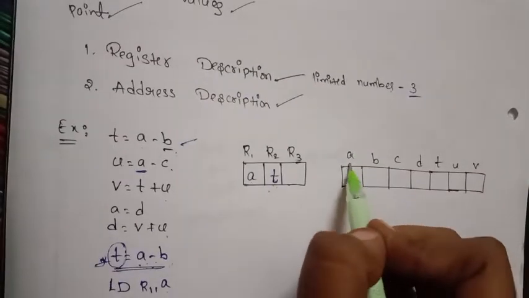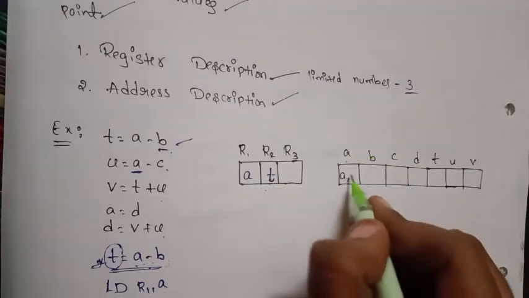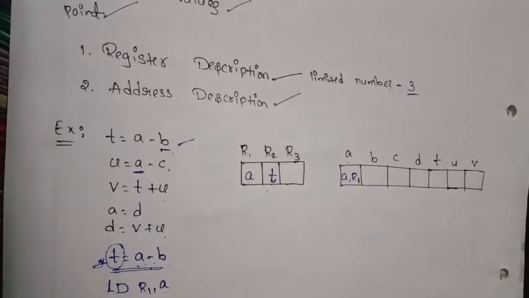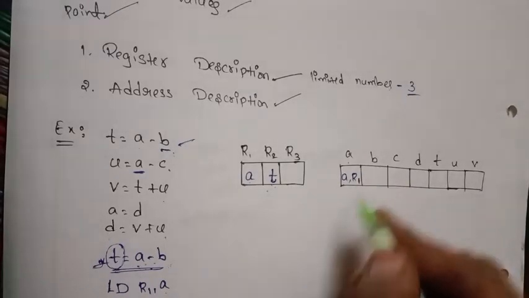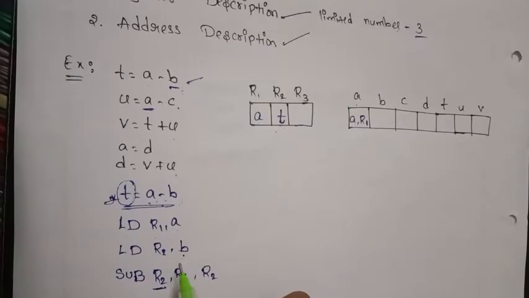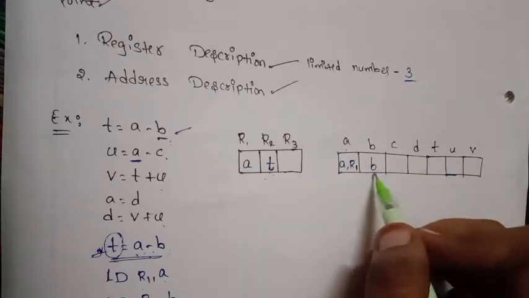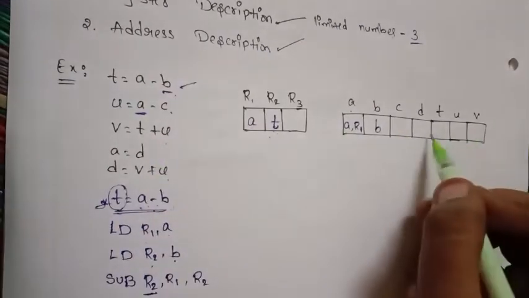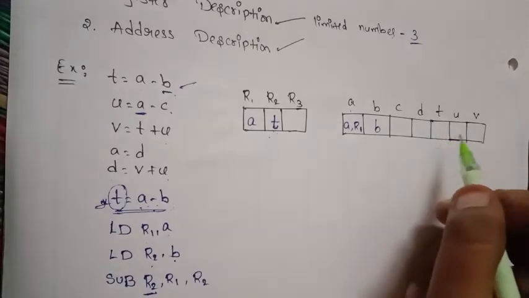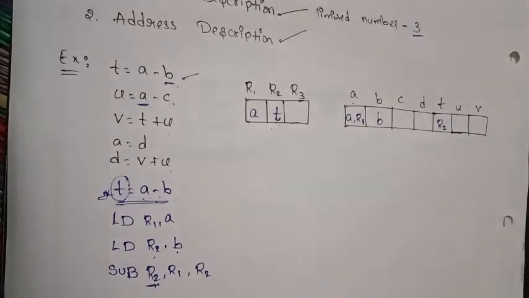Now the address description. For a, what is the value? a, R1. So a is stored in R1. Next, b: once upon a time b was stored in R2, but now b won't have any register, so write b as it is. Now see, we have not used c and d at all; we just used t. For t, the register is R2. For u and v, we didn't use them.